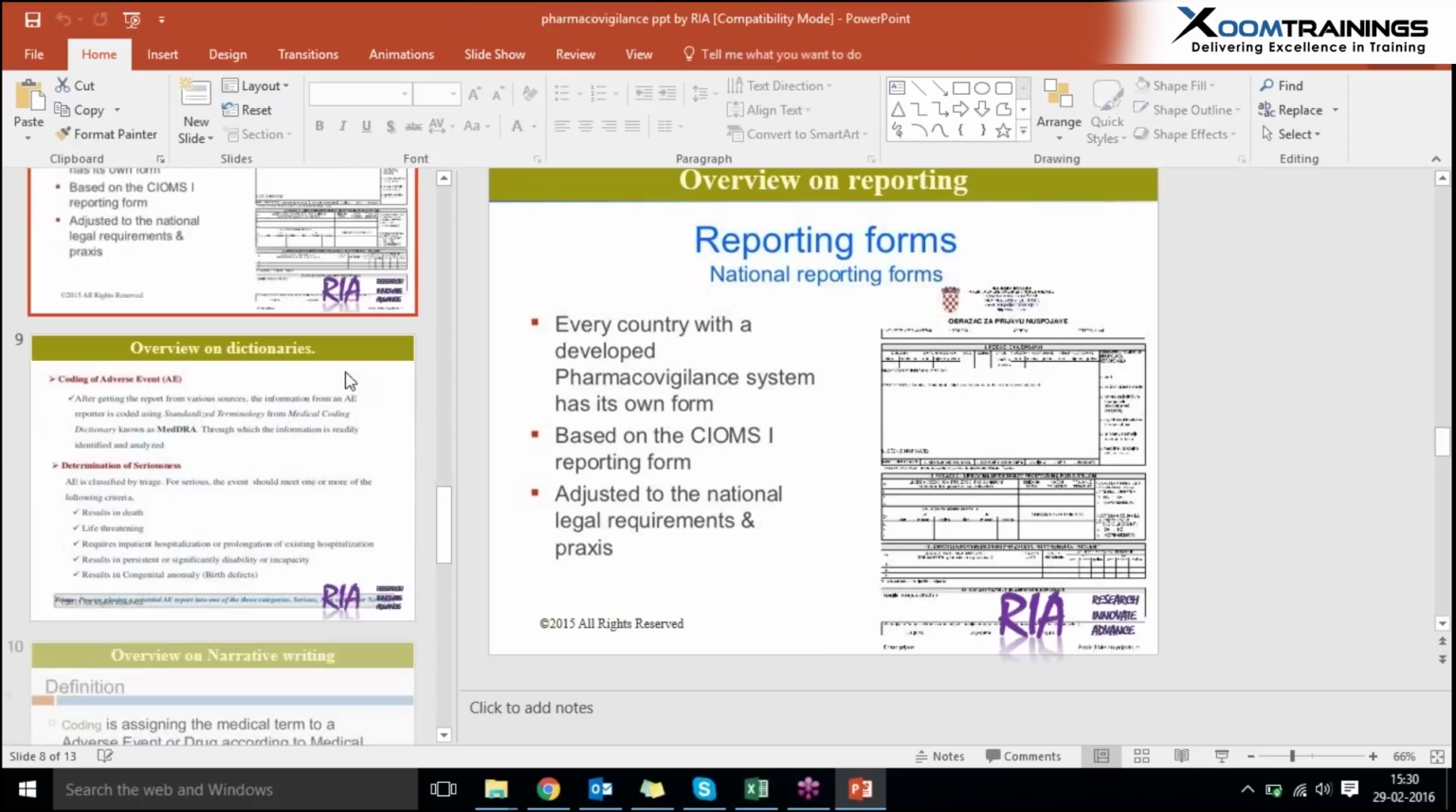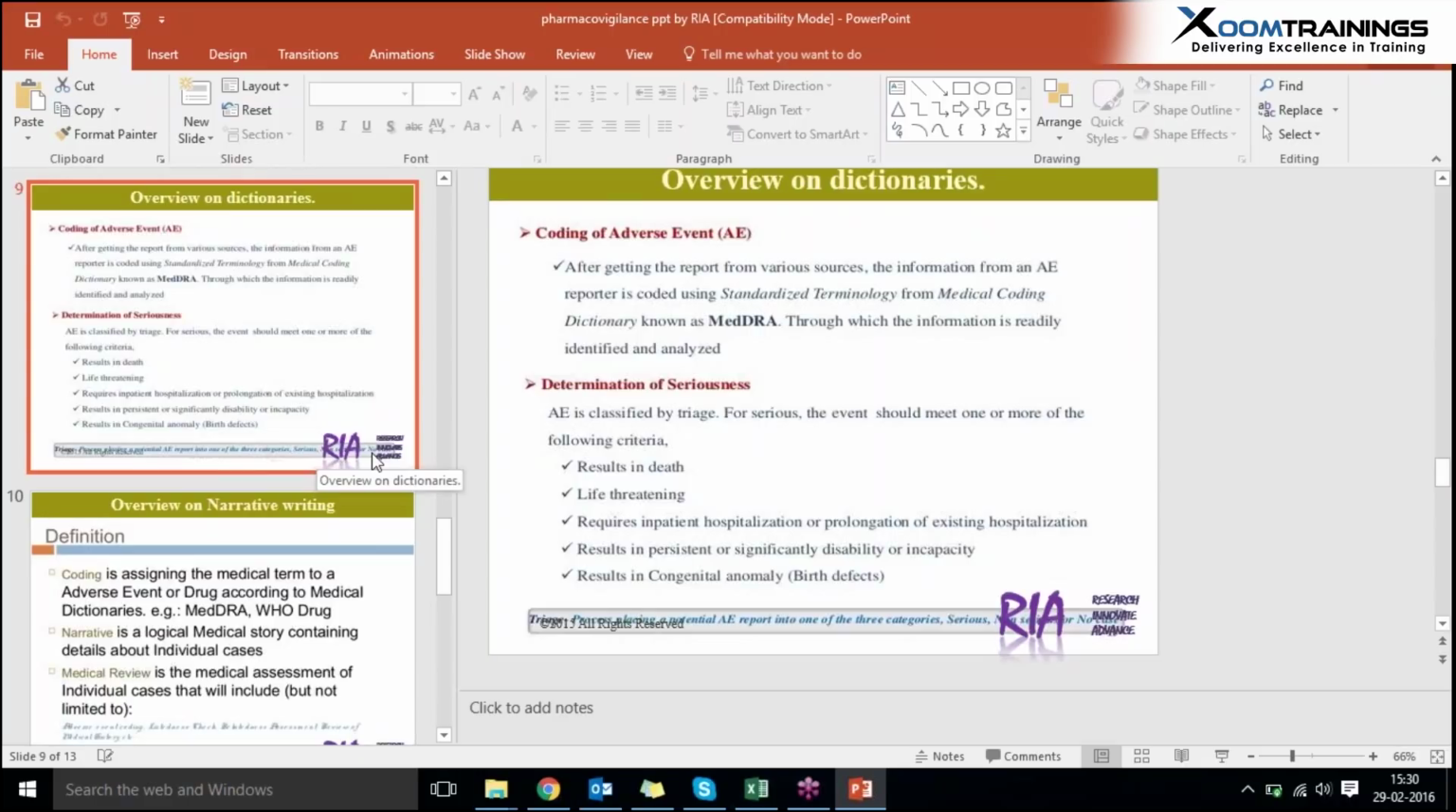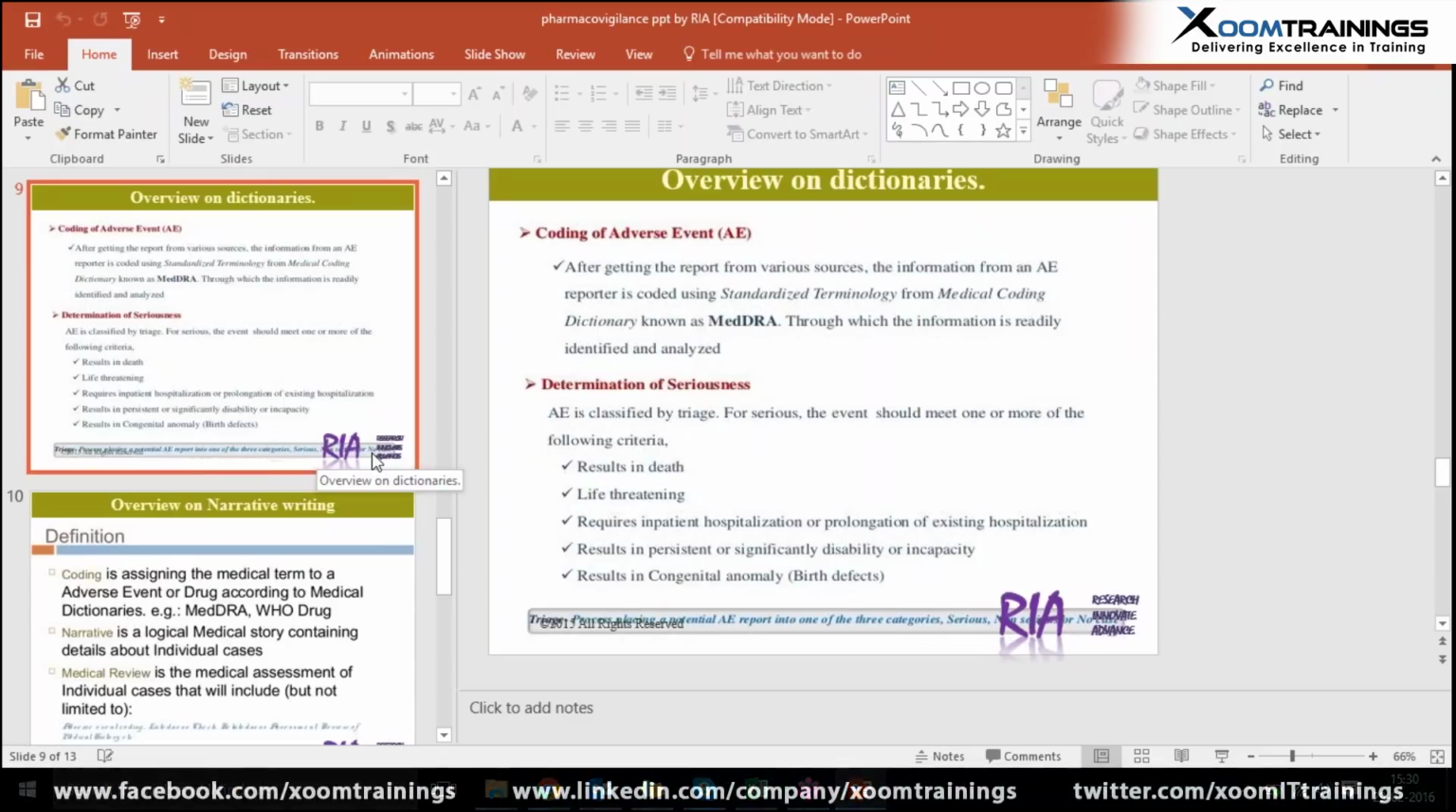And the next thing, on the dictionaries, coding of the adverse event: how are you going to code? After getting the report from the various sources, the information from an adverse event report is coded using standardized terminology from the medical coding dictionary known as MedDRA, through which the information is readily identified and analyzed. So we will get the sources. Paracetamol is causing something, diclofenac is causing something like that. We are going to get a lot more information.